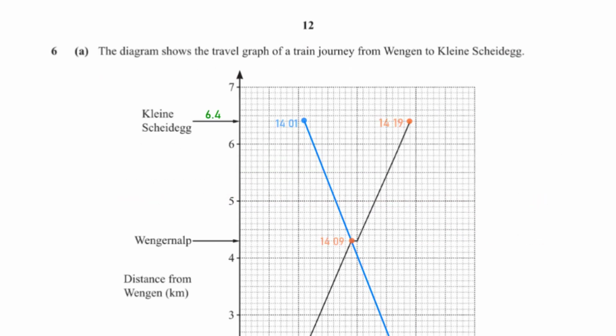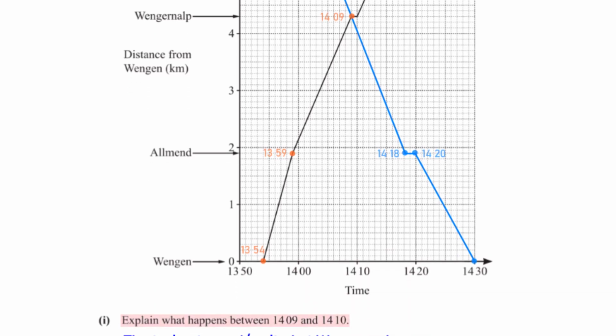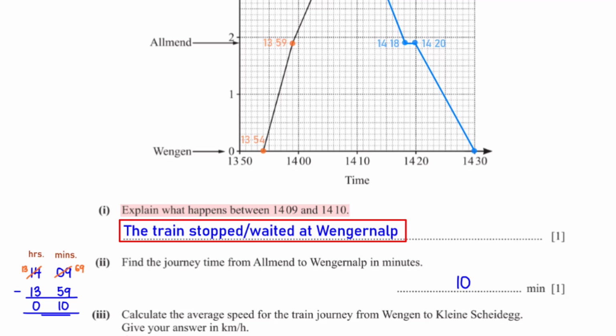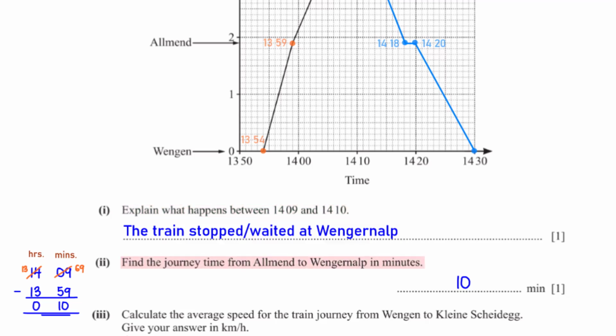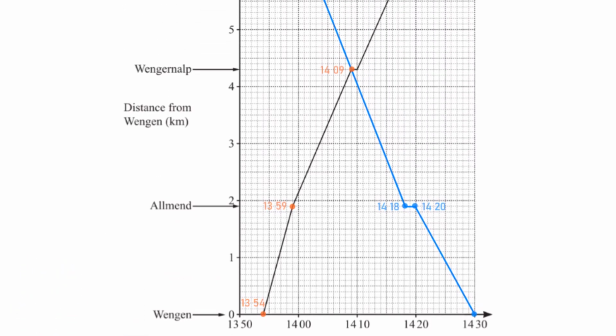The diagram shows the travel graph of a train journey from Wengen to Kleiner Scheidegg. Explain what happens between 14:09 and 14:10. We see that between these two times, the train stopped or waited at Wengernalp. Find the journey time from Almond to Wengernalp in minutes. To get the journey time, we simply subtract the departure time from Almond, which is 13:59, from the arrival time in Wengernalp, which is 14:09.